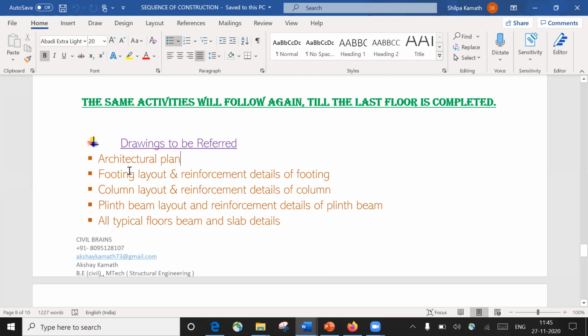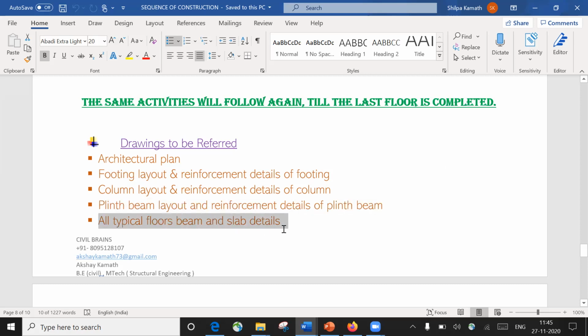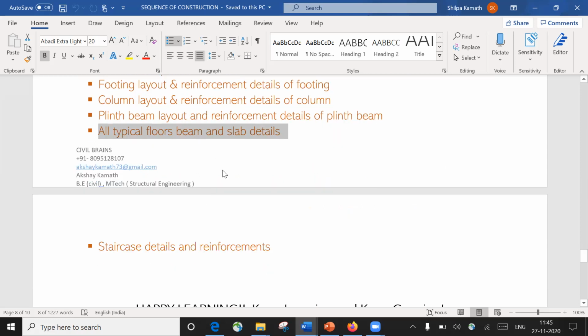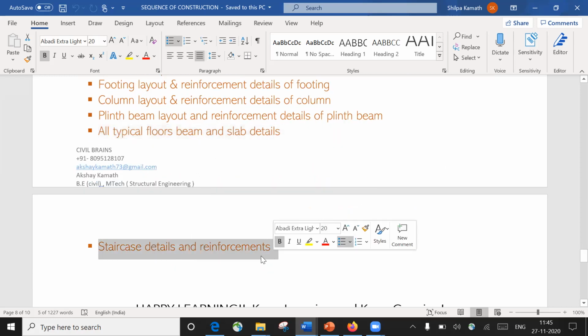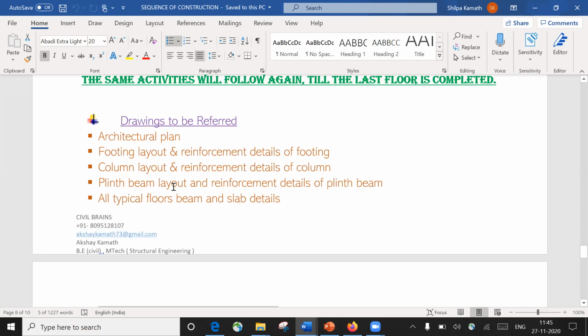So those structural drawings are, first, the footing layout and reinforcement details of the footing, followed by the column layout and reinforcement details of a column, followed by the plinth beam layout and reinforcement details of a plinth beam, and all the typical floor beams and slab details. These are the typical drawings that we usually get. Along with that, you will get staircase drawings and reinforcement drawings for the staircase. Other than that, let us say you have a septic tank and some UG tank and all. Those are different things that depend on the project you're working on. But these are the typical drawings you're going to get if you want to construct a house.